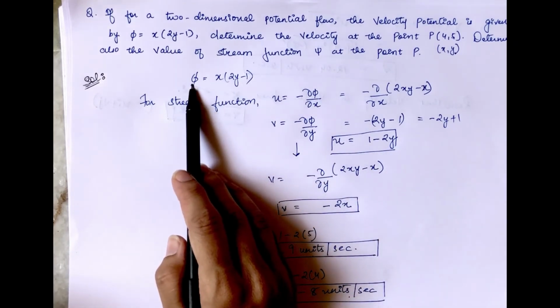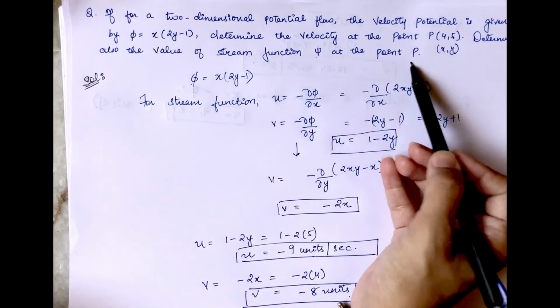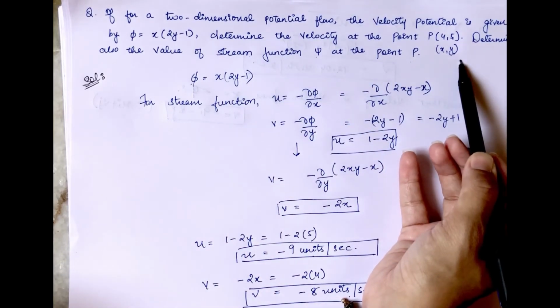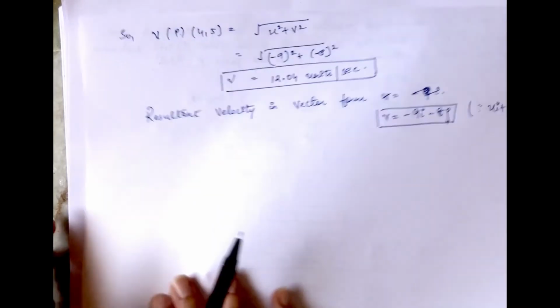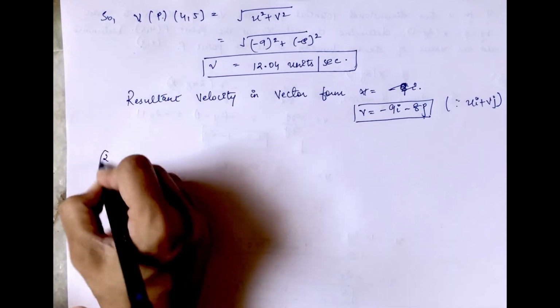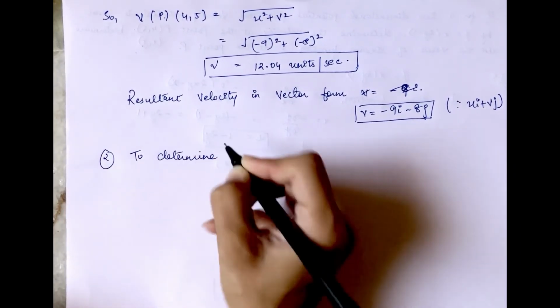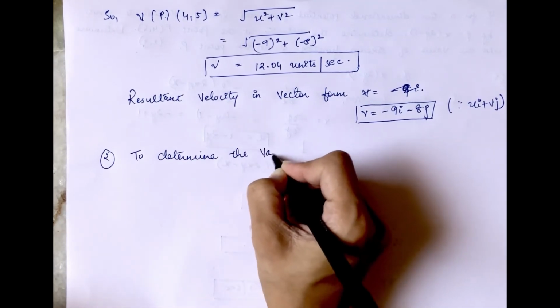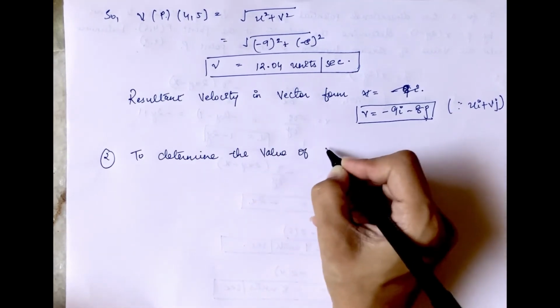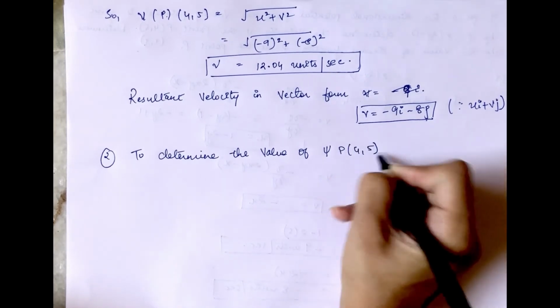Now next is what? Next we need to determine the value of stream function psi at point P (4, 5). So now the second point is to determine the value of psi at point P (4, 5).